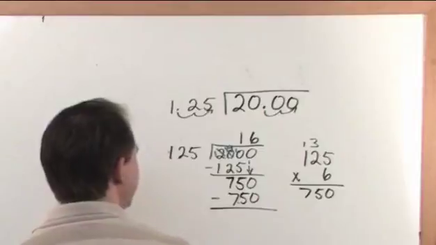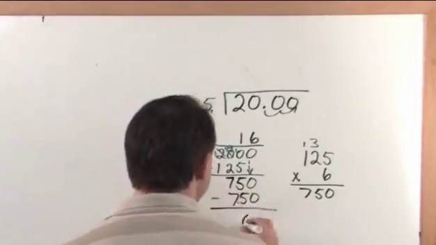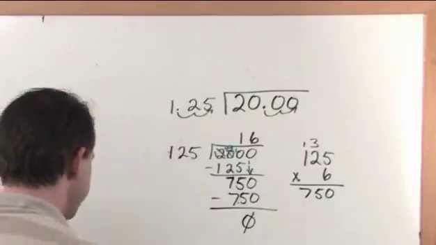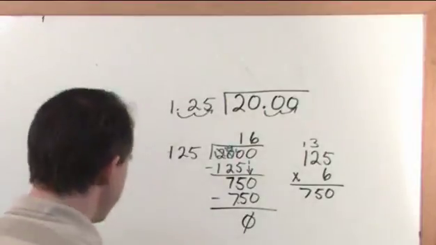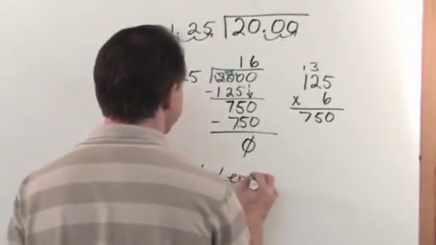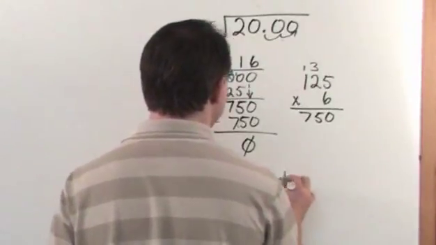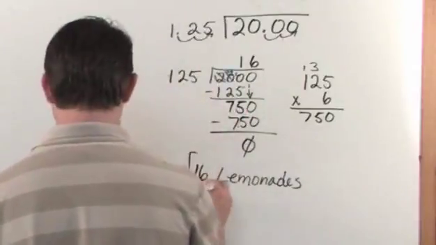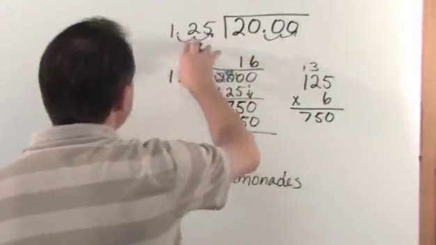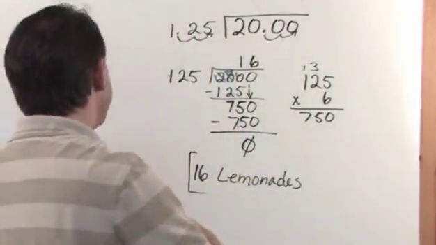And then when I subtract these two, 750 minus 750 gives you 0. So you stop. You're completely finished. You're done dividing everything in this problem. And the answer is you need to sell 16 lemonades. You need to sell 16 lemonades because you had $20 you're trying to make, and each one was $1.25.